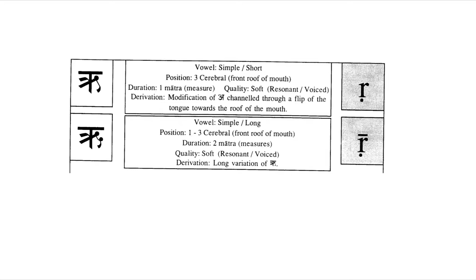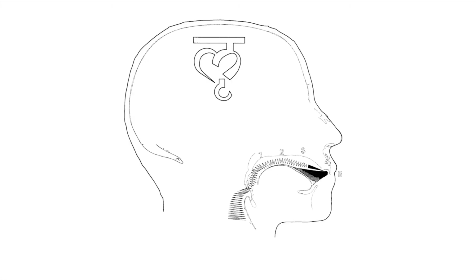One matra, ṛ. 2 matras, ṝ. Short, ṛ. Long, ṝ. The vowel sound at position 4, the simple vowel at position 4, is created in exactly the same way as ṛ is at position 3. If you say ṛ and slowly raise your tongue up in slight contact with the upper teeth, you get this sound.